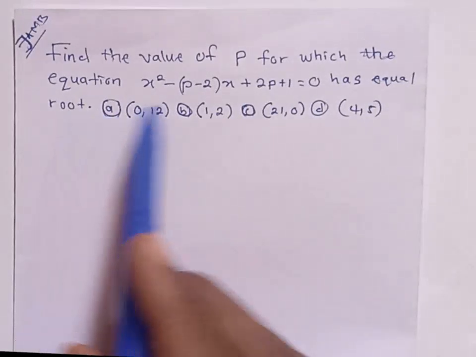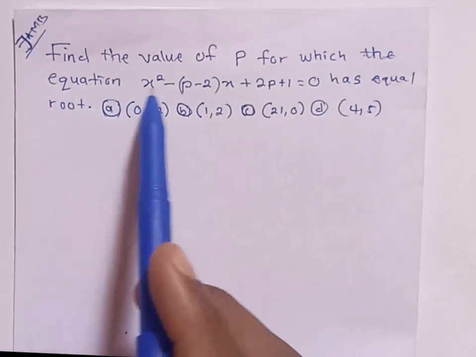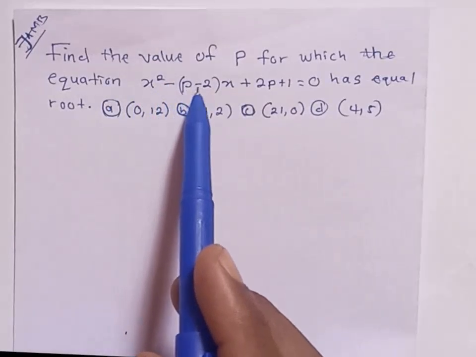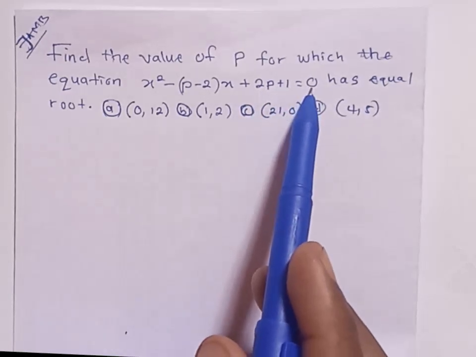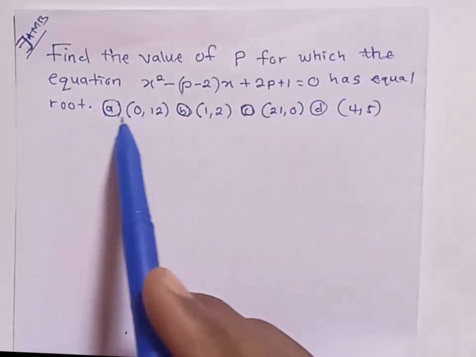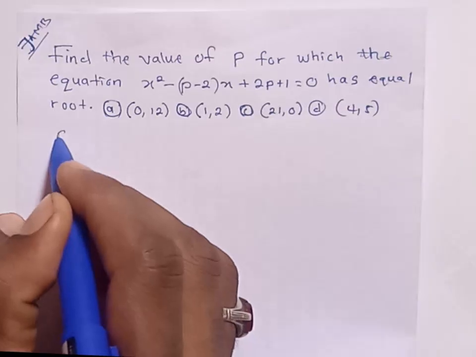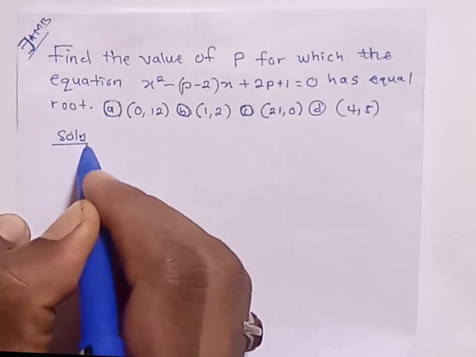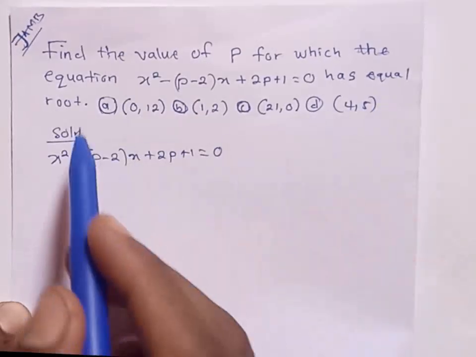So the first question says, find the value of p for which the equation x squared minus (p minus 2)x plus 2p plus 1 equals 0 has equal roots. These are the options. Now, solution. Remember the conditions for equal roots.